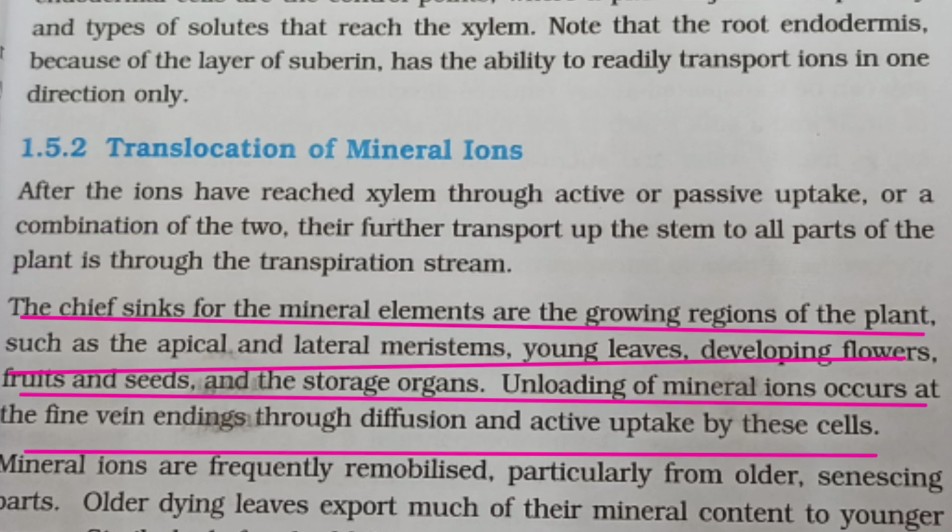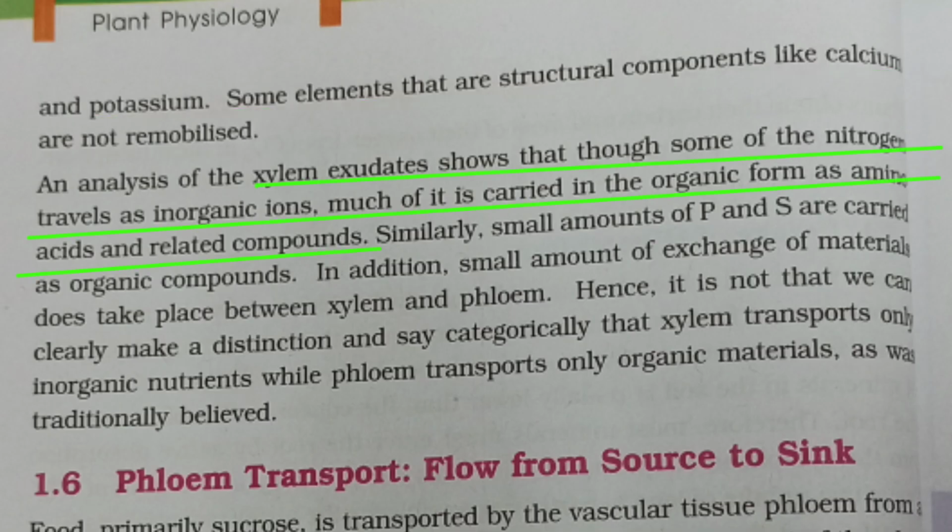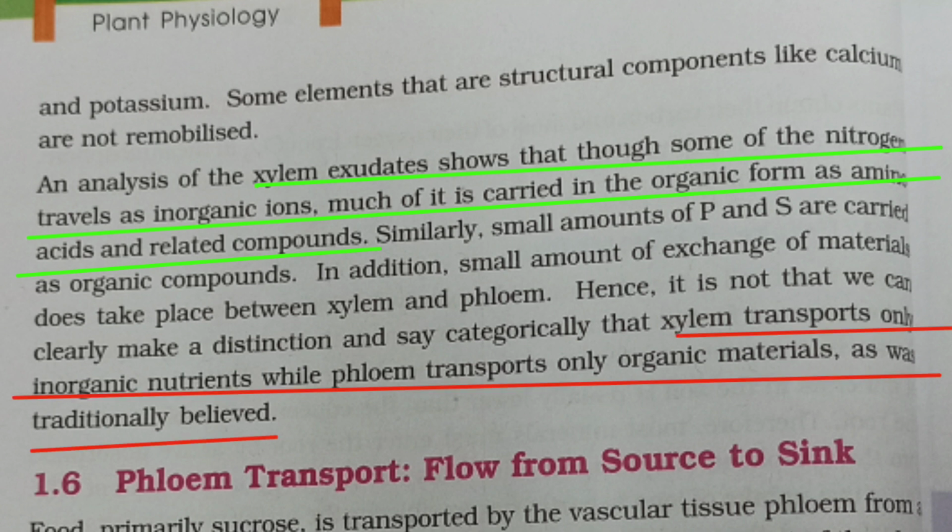Here, the chief sinks for the mineral elements are the growing regions of the plant, such as apical and lateral meristems, young leaves, developing flowers, fruits and seeds, and the storage organs. Unloading of mineral ions occurs at the fine vein endings through diffusion and active uptake by these cells. Similarly, before leaf fall in deciduous plants, minerals are moved to other parts. Elements most readily mobilized are phosphorus, nitrogen, and potassium. Xylem exudates show that though some of the nitrogen travels as organic or inorganic ions, much of it is carried in the organic form as amino acids and related compounds.